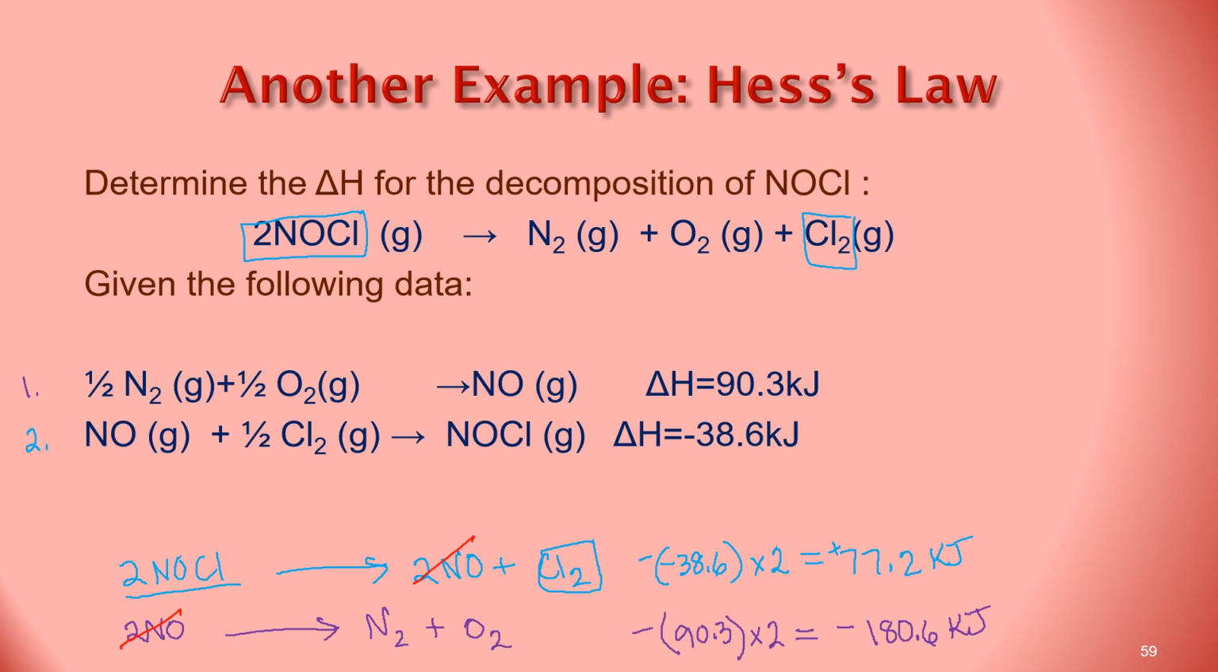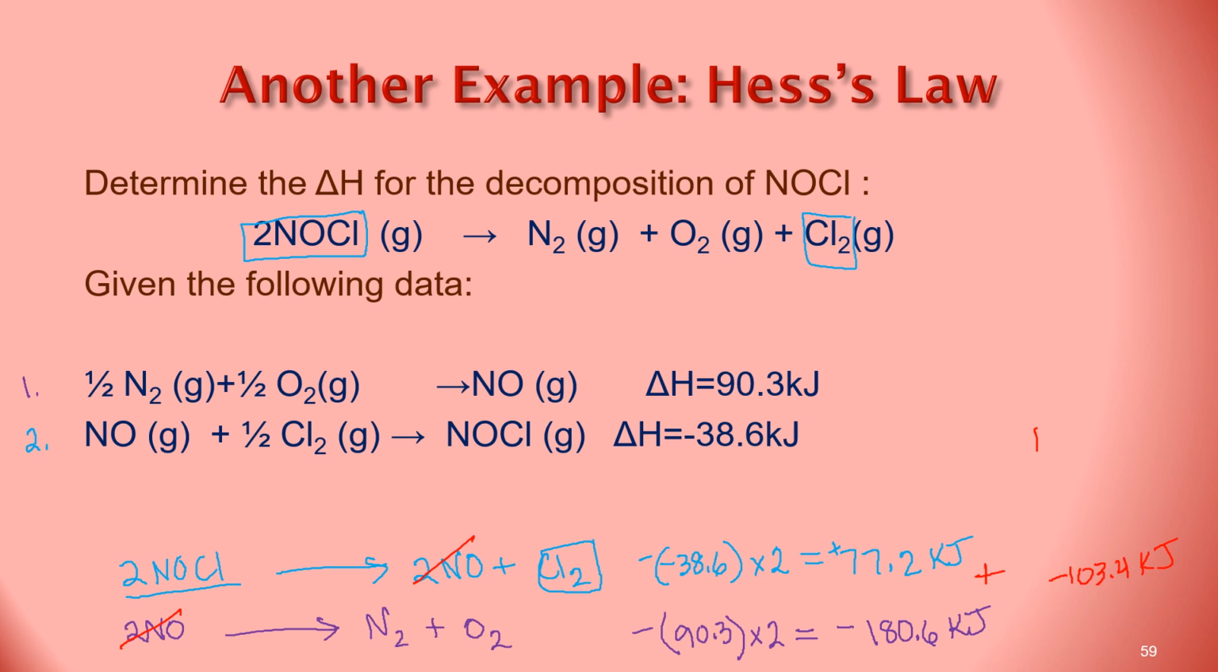And so because I can add these two equations to get what I'm looking for, I can add these two delta H's together. So negative 180.6 plus 77.2 gives me a negative 103.4 kilojoules.